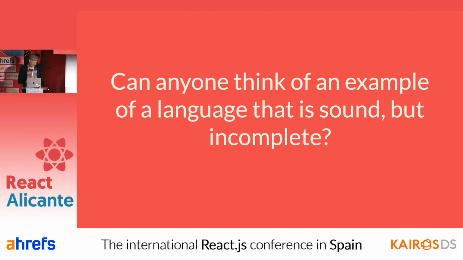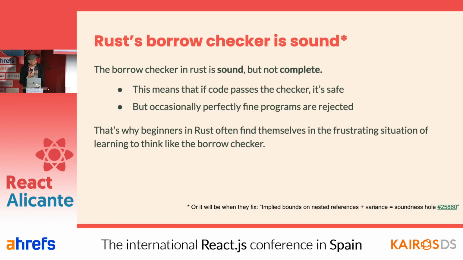So after this morning's presentation, I'm sure everyone is thinking OCaml when they think of a language that's sound but incomplete. But my example is actually Rust's borrow checker. So it's sound but not complete. And what this means is if code passes the borrow checker, it's safe, at least as far as the properties that it checks are concerned. But occasionally, or more than occasionally if you're a beginner in Rust, perfectly fine programs are going to be rejected. And that's why part of learning Rust is this painful process of training yourself to think like the borrow checker. And I should also point out that there's actually an open bug with the borrow checker at the moment, so it's neither sound nor complete.